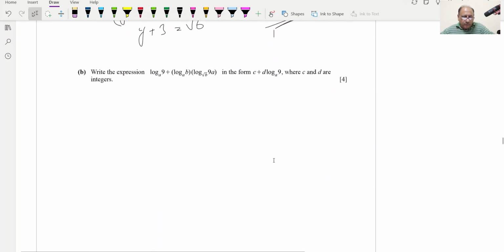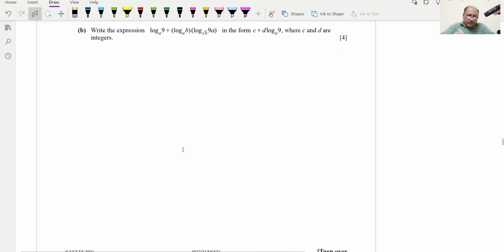Now for the B part, with the expression, this one, in terms of c plus d log a 9, where c and d are integers, write the expression for this. So we have to write the expression for this.